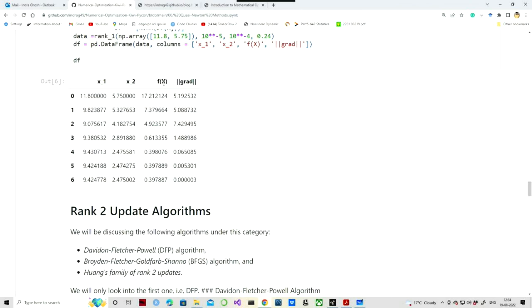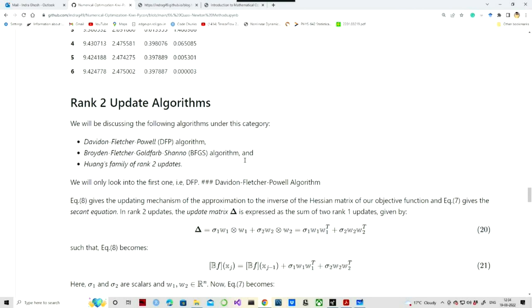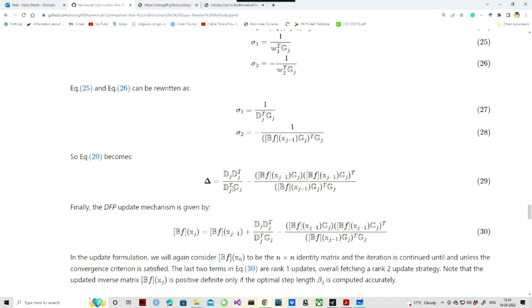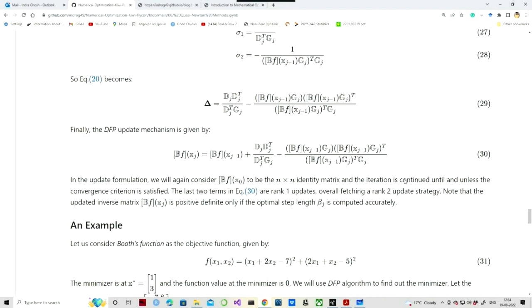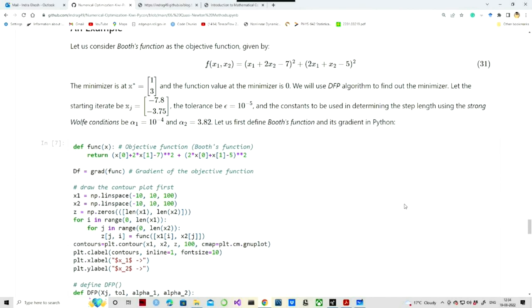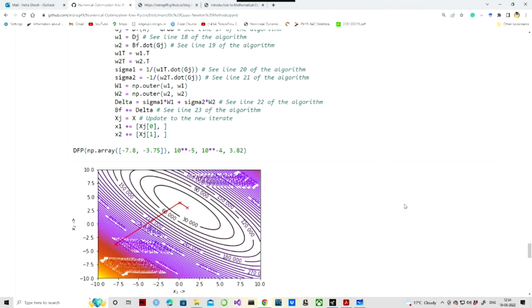And the last one is the rank two update algorithm. Here again, beta is given by a separate, complicated formula. So we will use this equation 30 instead of the other rank one formula. The other things are completely the same, just that line we need to change in the code.